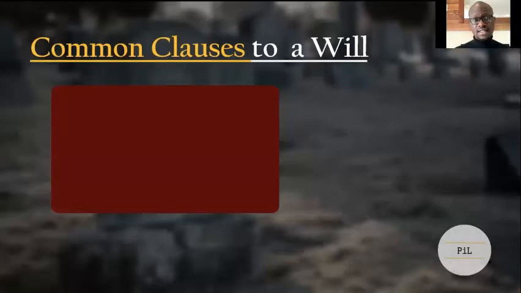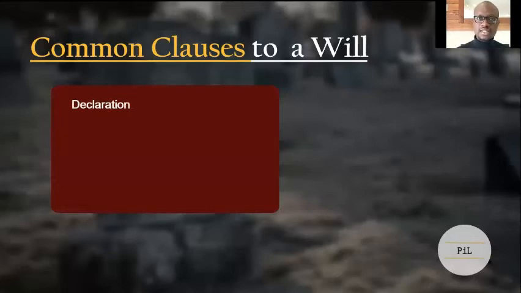Previously, we did discuss the different requirements for having a valid will. There are various clauses that you can actually include in your will. It's not a limited list. However, I will mention just 4 of them, which we recommend are the most essential ones to have a valid, binding will. The first one is a declaration.